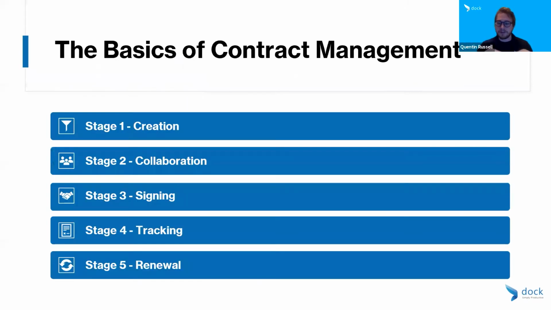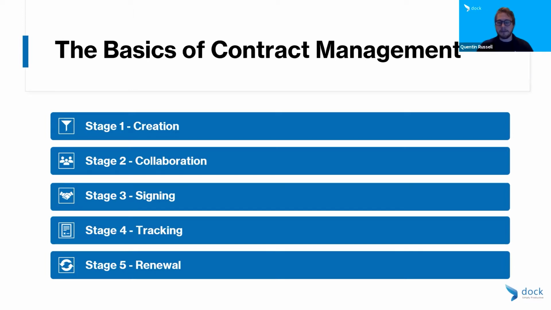With that said, let's jump into what we're talking about today. In this, we're going to be talking about the basics of contract management. These are the different stages that a contract is going to move through throughout its life cycle. It essentially starts with 5 stages of contract management. The first stage is contract creation. The second one is contract collaboration. The third is signing. The fourth is tracking. And then finally, at the end of the contract's life cycle is renewal, where you will either decide to end the contract or renew it to start everything over again.